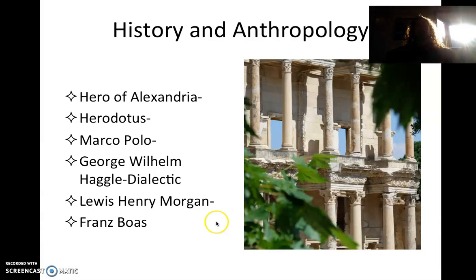Now, this dialectic also is applied, and this is kind of where I'm going to front load a little bit about your learning. A lot of times, learning can be a dialectic process as well.